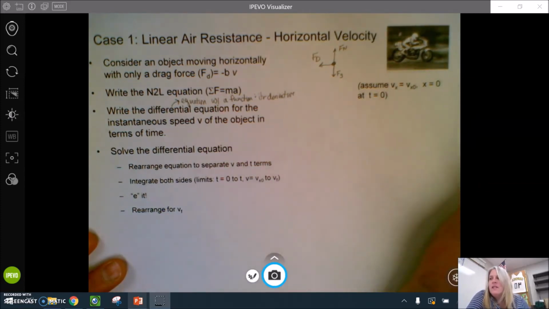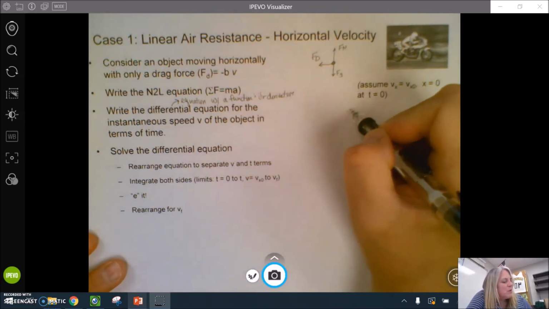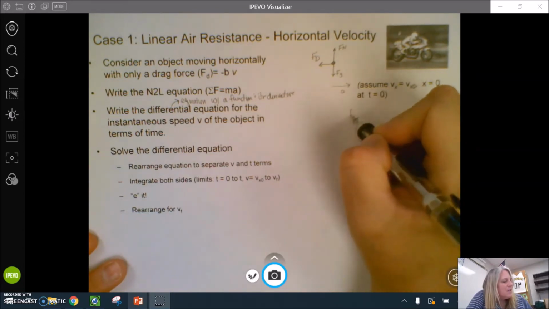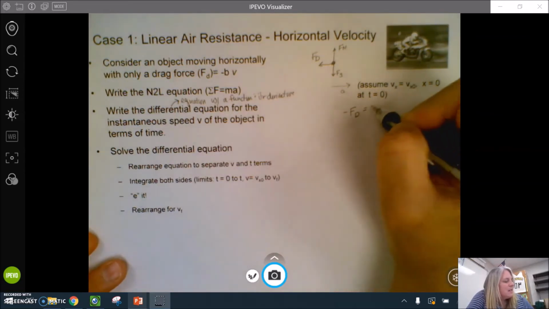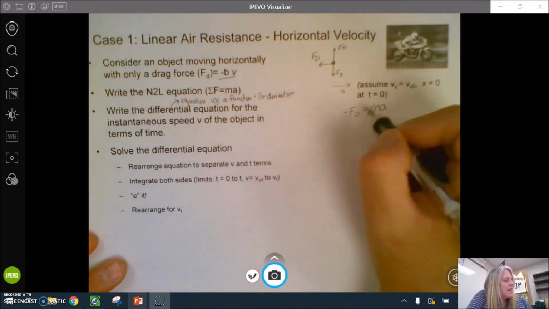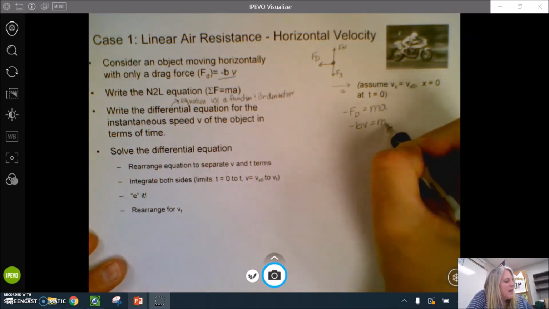So obviously, if we write a Newton's second law equation, we would say that if it's accelerating in that direction, then the negative force of drag is equal to ma. And so our force of drag equation is this BV. So don't negate the BV again. It's just negative BV is equal to ma.